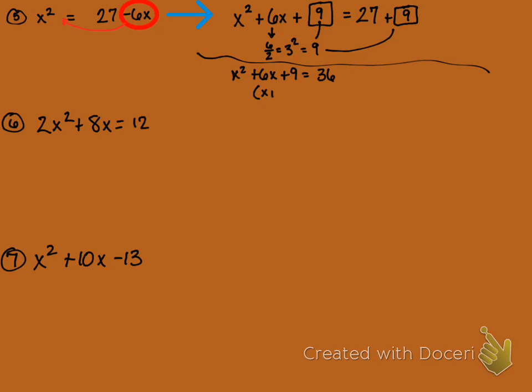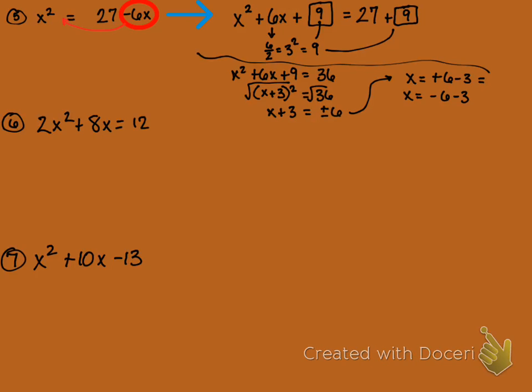So this is going to factor to x plus 3 squared equals 36. All right, and how would that work? Let's see. I'm going to take the square root of both sides. That gives me x plus 3 equals positive or negative 6. And so obviously your last step here would be to subtract 3. So x is equal to positive 6 minus 3, and x is equal to negative 6 minus 3.